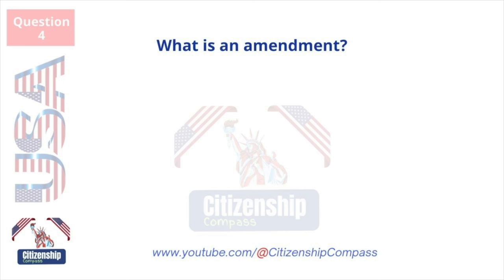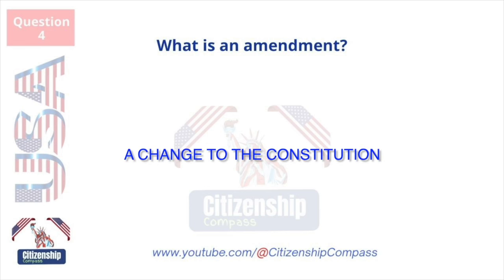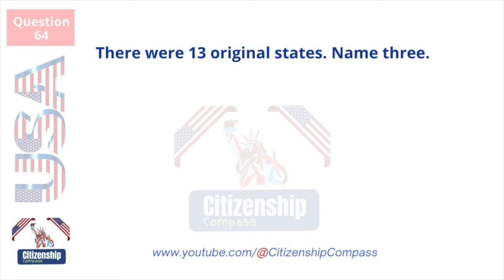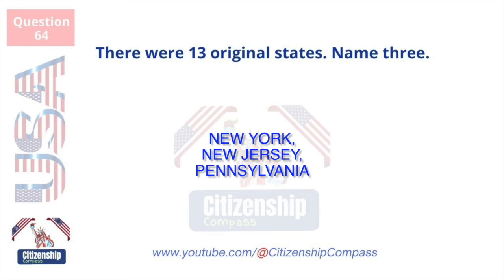What is an amendment? A change to the Constitution. Who was president during the Great Depression and World War II? Franklin Roosevelt. There were 13 original states. Name 3. New York, New Jersey, and Pennsylvania.